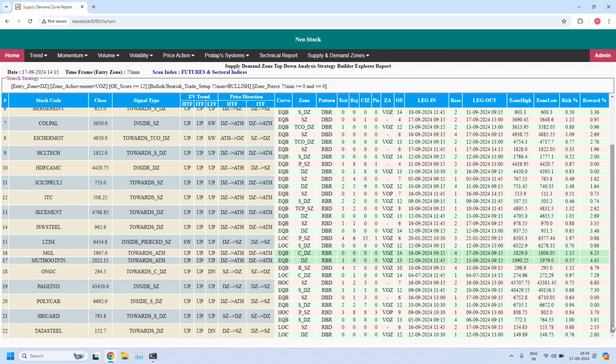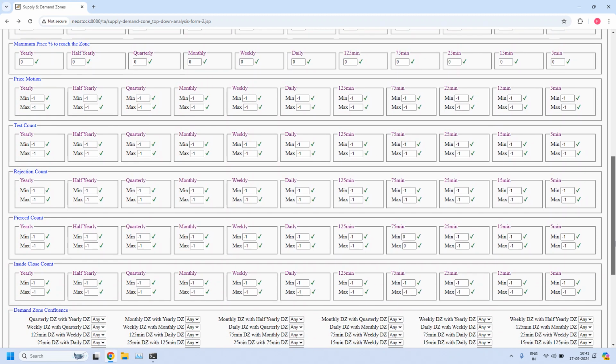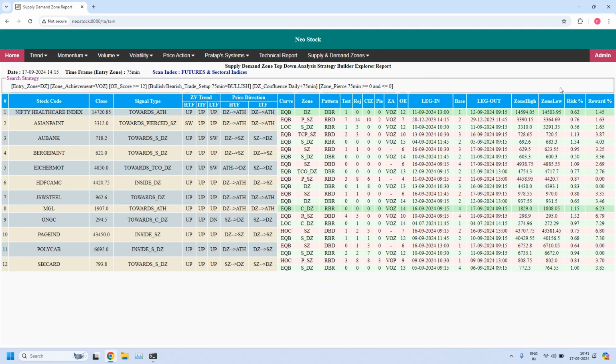Now let's verify how many out of these 22 are having zone confluence with ITF time frame. That means the 75 minute zone should be part of the daily time frame zone. That is what zone confluence is. So in the demand zone confluence, I'm going to set the filter: 75 minutes demand zone with daily demand zone confluence. I enabled. Now let's verify.